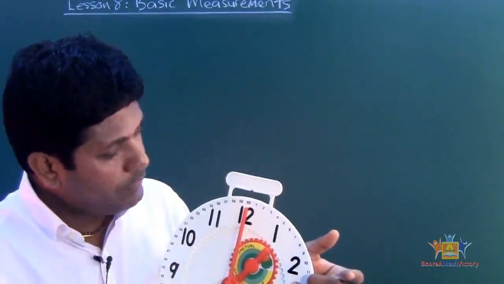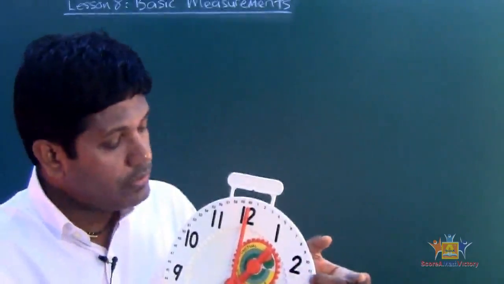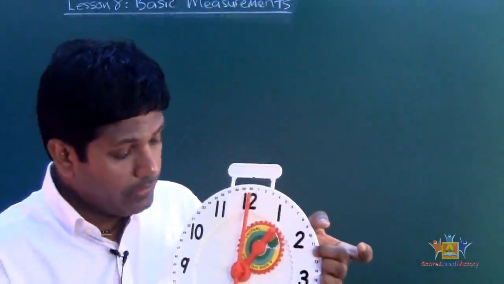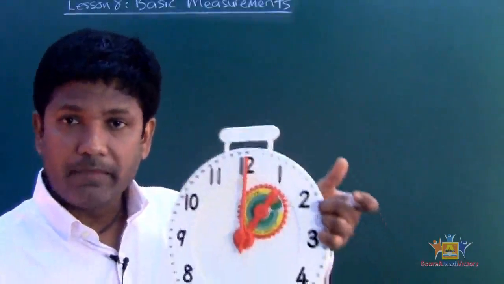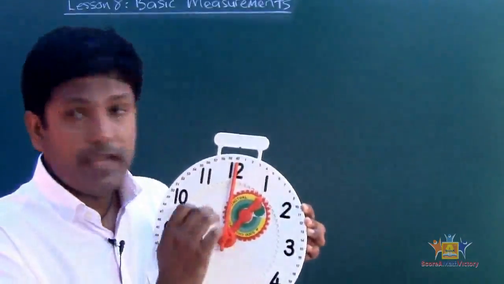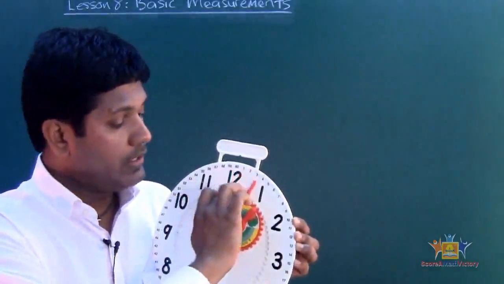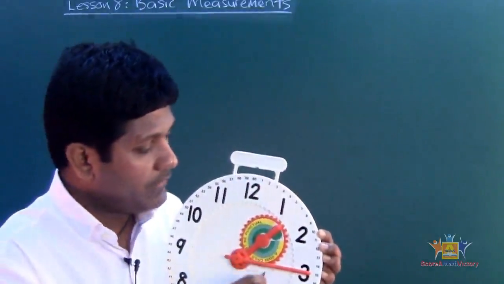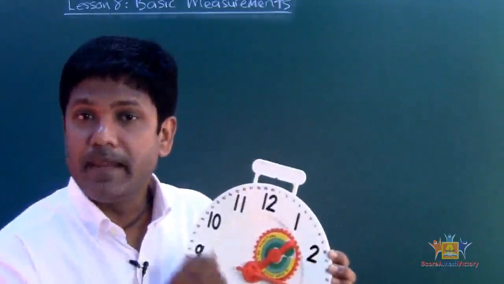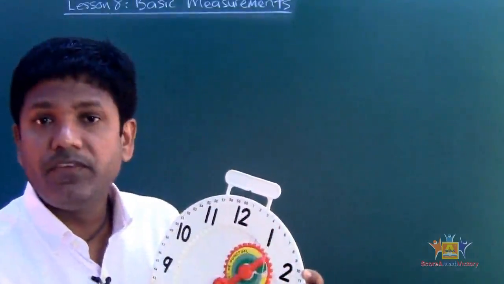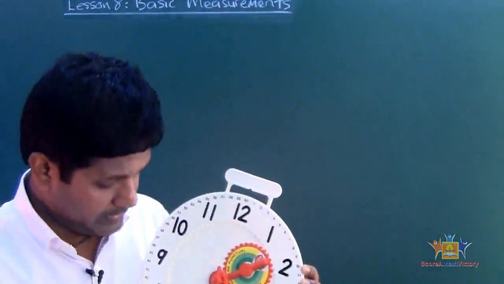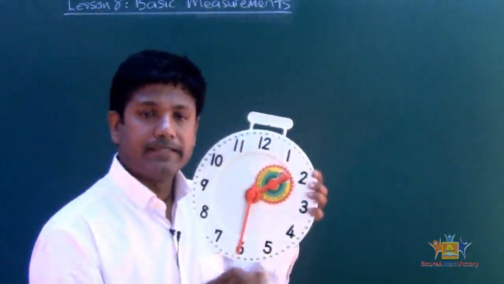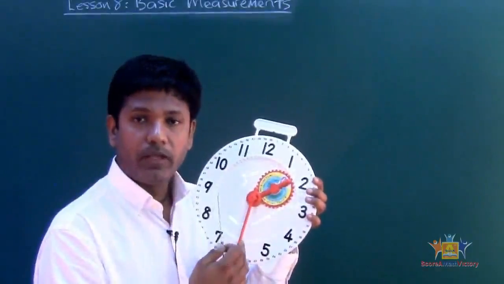That means from 12 to 1 is 5 minutes, from 1 to 2 is another 5 minutes, 2 to 3 is another 5 minutes, 3 to 4 is another 5 minutes, and so forth. That means if I read a minute when the long needle sits, let's say, right there, that means 5, 10, 15 minutes. The long needle traveled 15 minutes. Now if I push it to the 6, it traveled 30 minutes. See that? So it's very important to understand the role of the long needle.